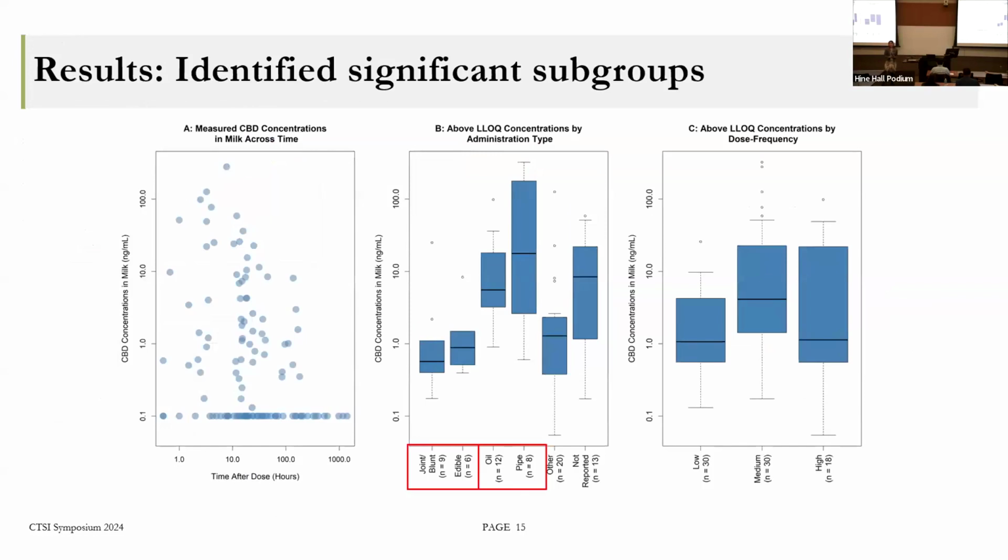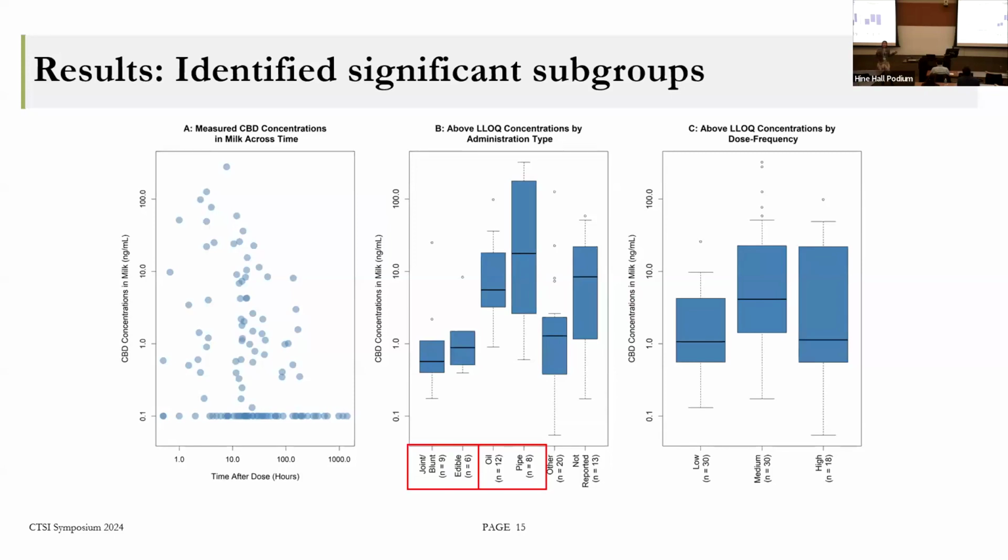Now, these are the results. And this is a pretty big slide, so I'm going to take some time to go over it. Let's first look at the data in general. On the left-hand side is the CBD concentrations in milk on a log scale. And on the x-axis, we have time after dose. And I've presented the BLQ values here.